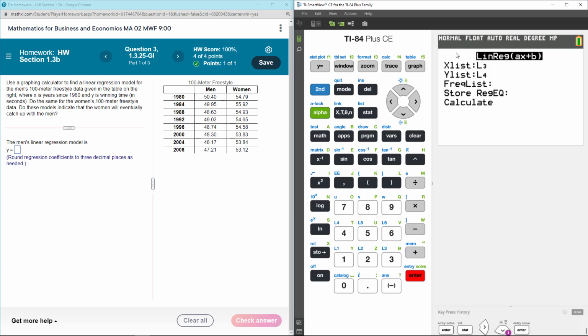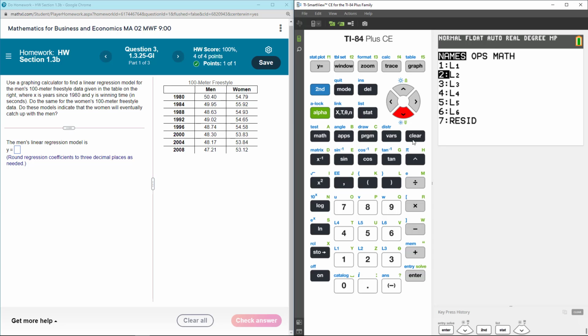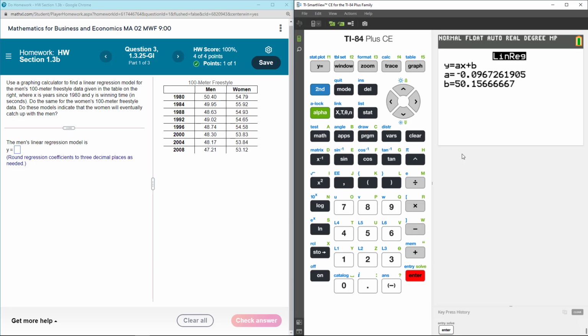And then what you want to do is make sure you have the right variables. Now remember, the x values were in L1, so we need to change this to L1. The way you would do that is by clicking second, list. Okay, there's L1, so just go ahead and click enter. And there we go, we got L1. Now the next one needs to be L2. So once again, second, list, bring it down to L2, hit enter. Okay, now we have everything we need. Now we are going to move our cursor down to calculate and hit enter. And when you're done, this is our regression.